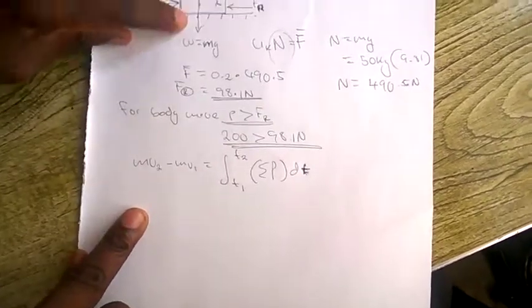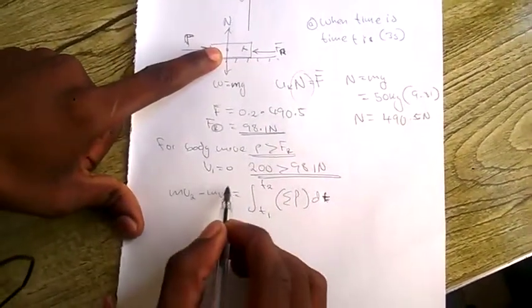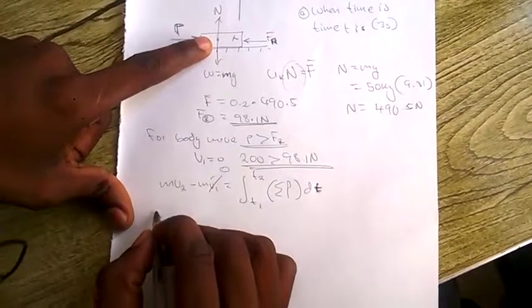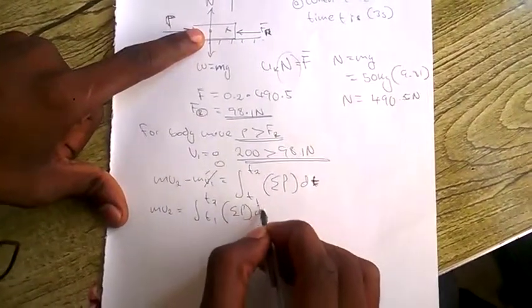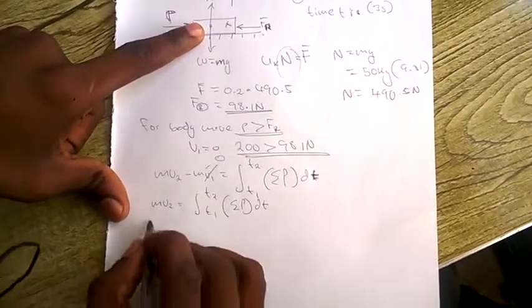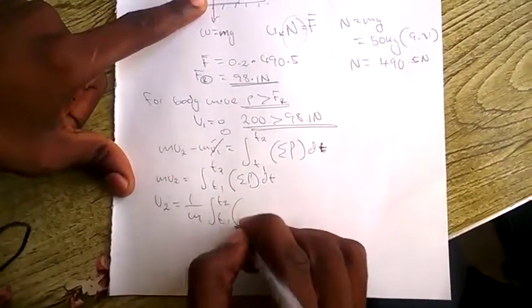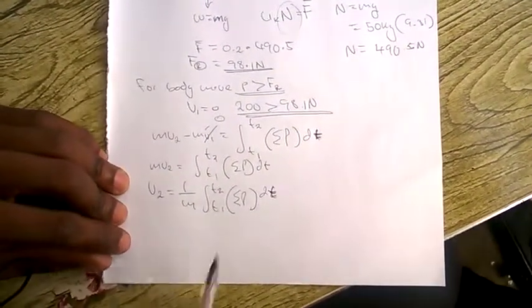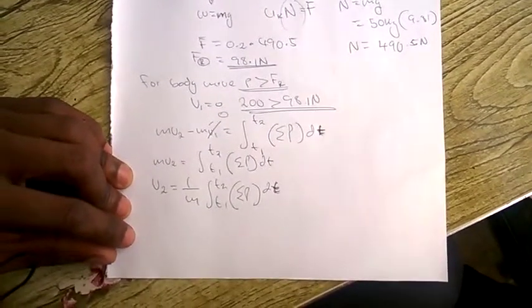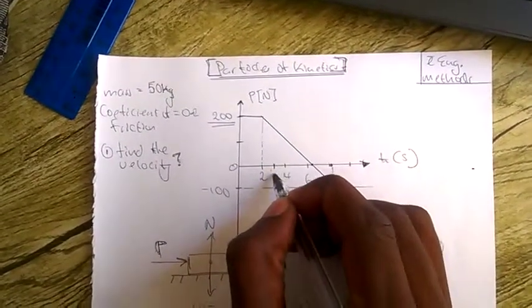Notice that initially our box A is at rest, meaning that our v1 will be 0 and this term will come to 0. We will have mv2 is equal to the integral from t1 to t2 of the sum of P dt. Making v2 the subject of the formula, we have v2 equal to 1 over m times the integral from t1 to t2 of the sum of P in the y direction dt. So this basically means that we are taking the area under the graph from time t0 to time t equals 3.